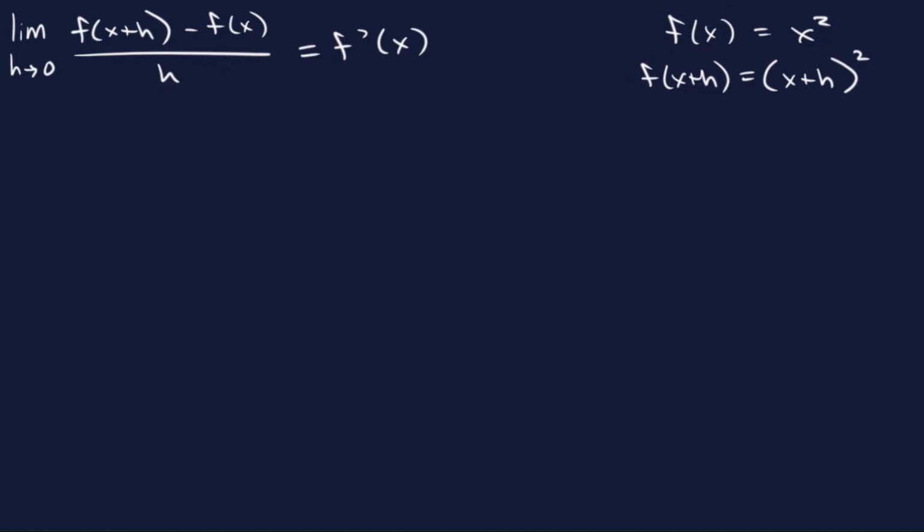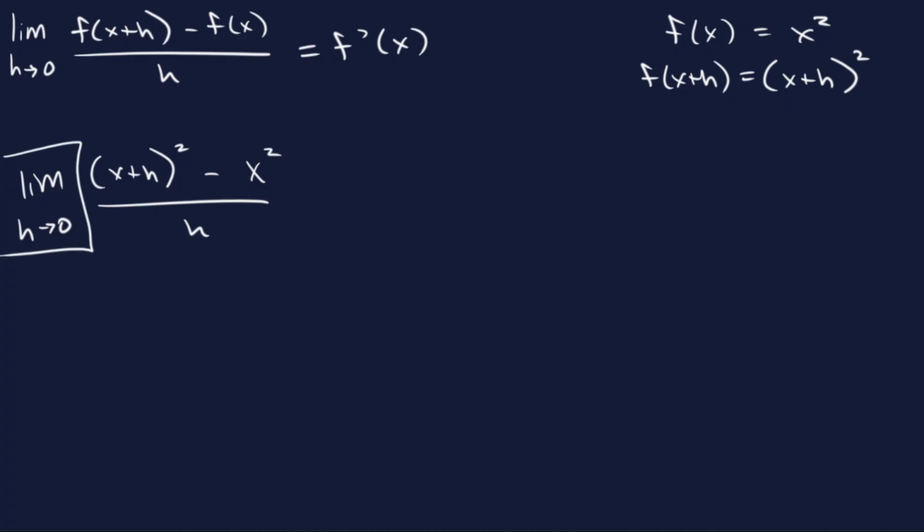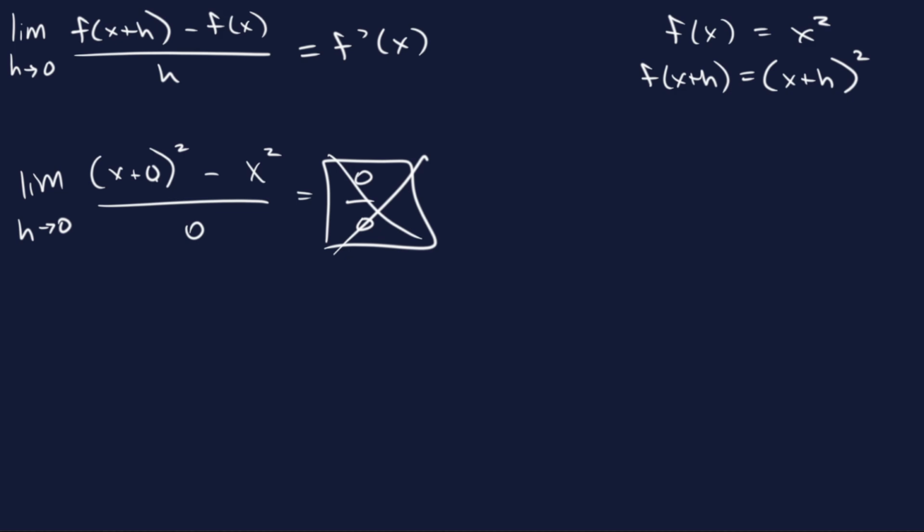Now we are going to rewrite our limit definition with this filled in. So it will be x plus h squared minus x squared over h. Something to note here is if you try direct substitution, which is probably the first thing you'll want to try with limits, the h gets substituted to 0, and this will be x squared minus x squared, which is 0, over 0, which is an indeterminate form.